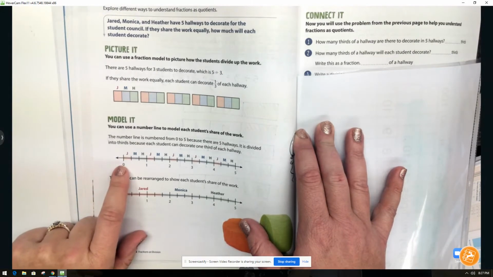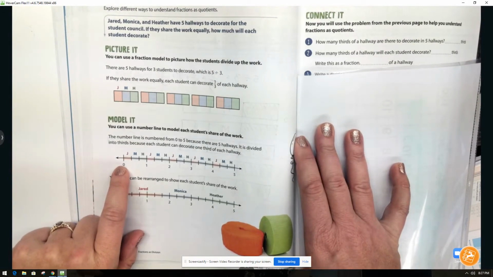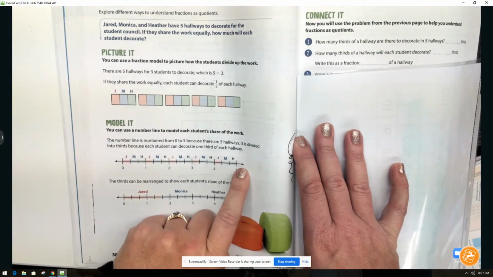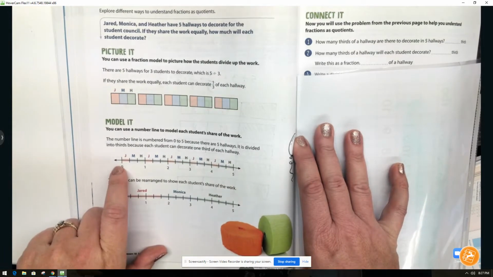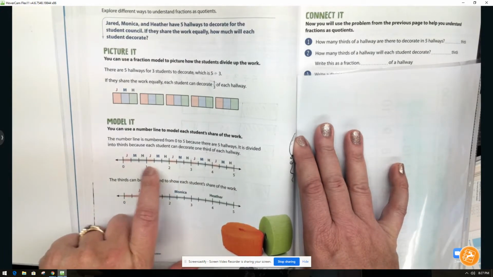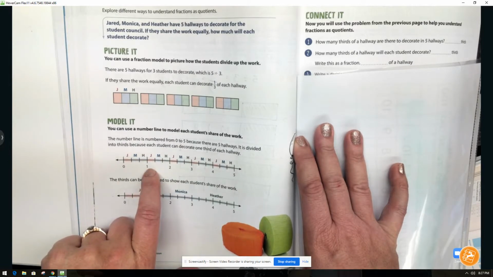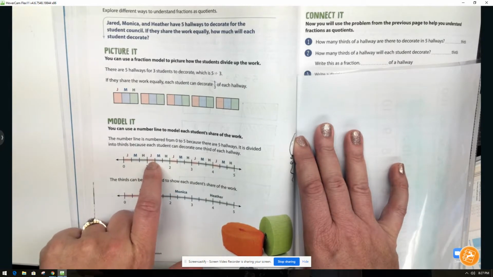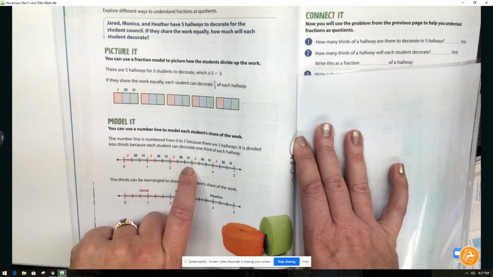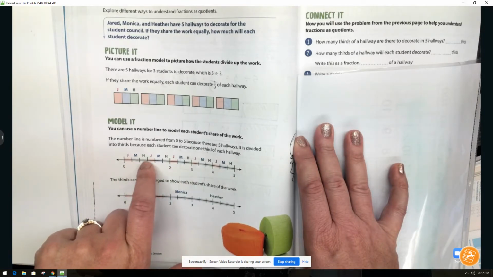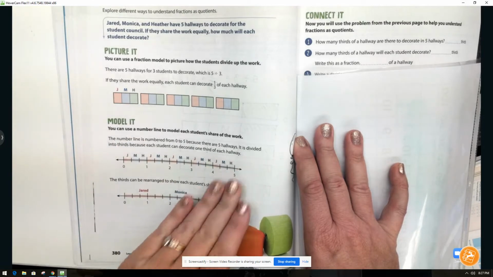So they took the number line, they wrote the number line from 0 to 5, and then they put in 1, 2, 3, and 4, and then they broke each whole up into 3 parts. And then they filled in 1/3, 1/3, 1/3, 1/3, 1/3, 1/3, and so on and so forth.